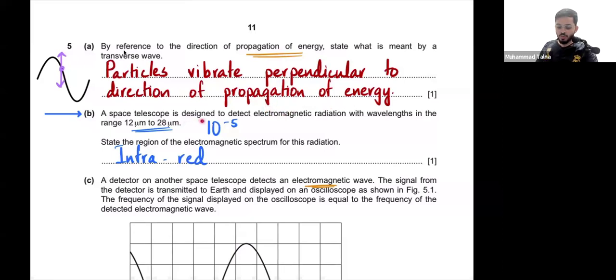A space telescope is designed to detect EM radiation with wavelengths in this range, so 12 micrometers to 28 micrometers. If I look at the orders of magnitude, this is basically 10 to the negative 5, which is just slightly larger than visible light, which makes it infrared.